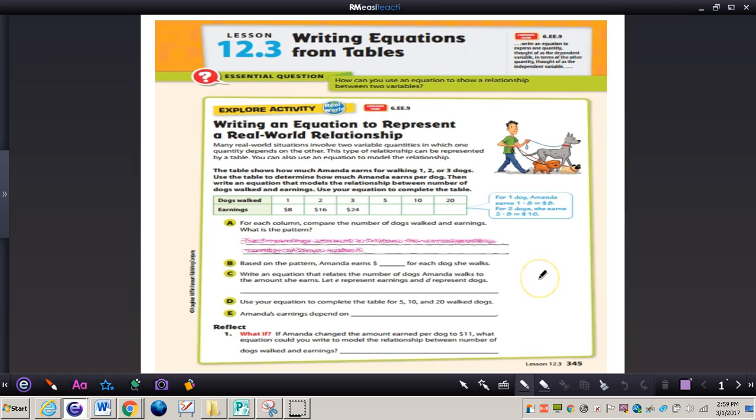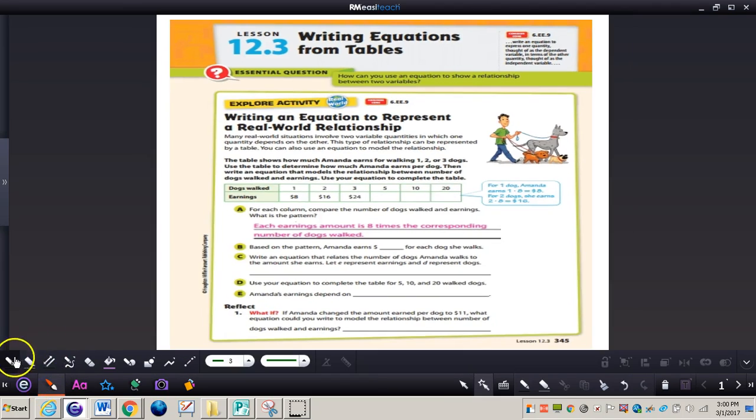Now we can see for letter A, it says for each column compare the number of dogs walked and earnings, and then what is the pattern. So you can see easily with one dog earning $8, 2 dogs 16, 3 dogs 24, we can see the pattern. Each earnings amount is 8 times the corresponding number of dogs walked. So knowing that, we can see based on the pattern, Amanda earns $8 for each dog that she walks.